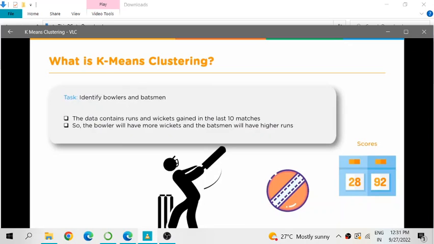How do you decide whether he is a bowler or a batsman? Just think of it. How do you think that he is a bowler? A bowler tends to have more wickets than runs scored, right?